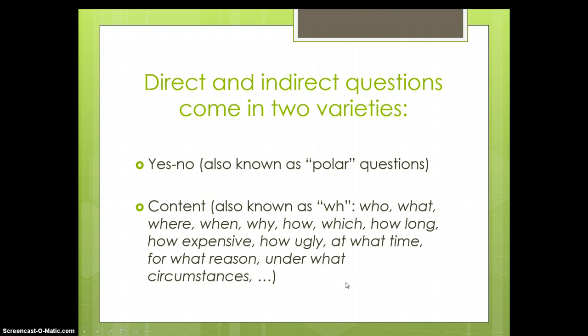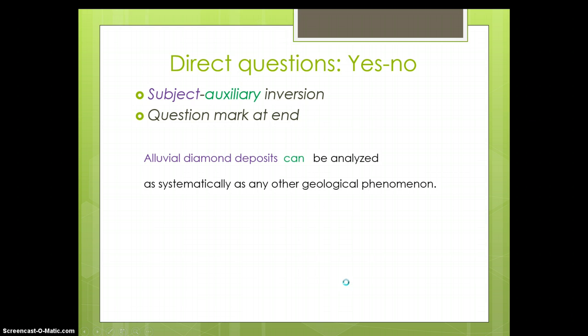So with that in mind, let's start forming some of these. Our first example here is: alluvial diamond deposits can be analyzed as systematically as any other geological phenomenon. I should say that this example and several others that we'll be working with are taken from exercise 4.8 in Robert Weisberg and Suzanne Bucher's book, Writing Up Research. Okay, so with that said, the two rules for direct questions in English are subject auxiliary inversion and a question mark at the end.